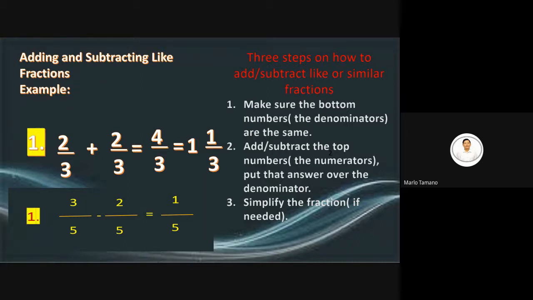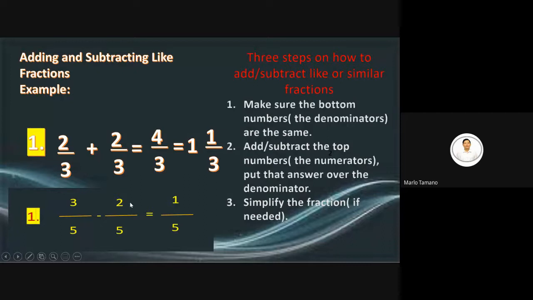Make sure the denominators are the same. Add or subtract the numerators. 3, simplify if needed. So, again, 2 plus 2 is 4. So, copy the common denominator. Kaya 4/3 na po ang sagot niyo. This is improper po. Improper. So, to make it mixed, you simply get its equivalent under ng mixed, and that is 1 and 1/3.